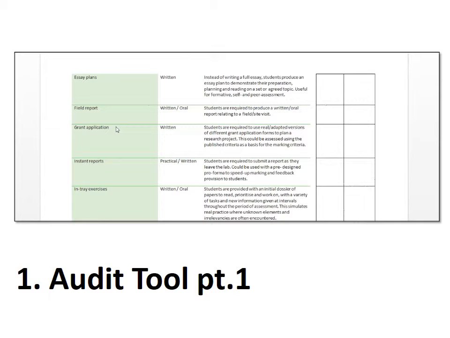But perhaps we'd like our students, maybe our level 6 or our level 7 students, to be able to write a really good grant application. It's something that they might want to do when they leave university and as they enter employment, so it's a good employability of skills. But do you have it in your own department? There are other kinds of assignments that you might want to consider as well.